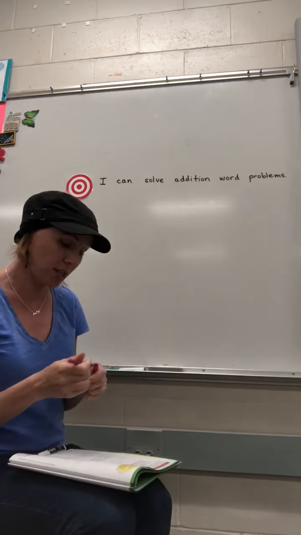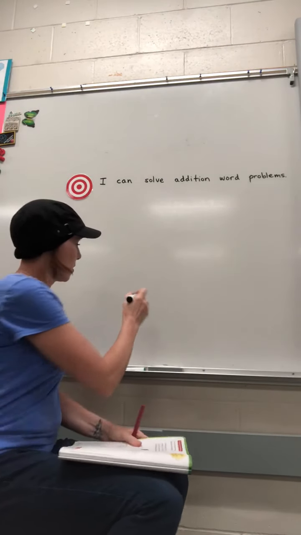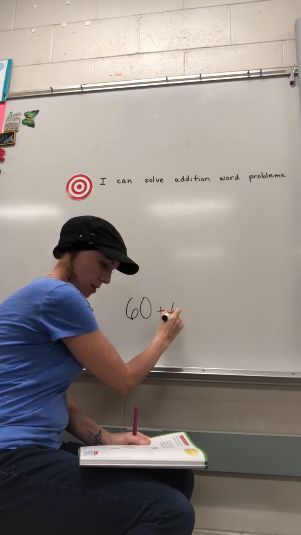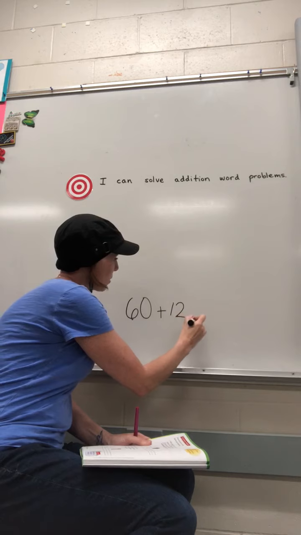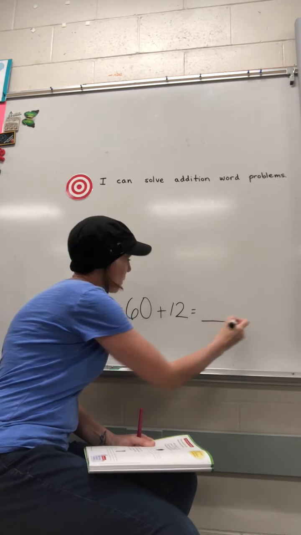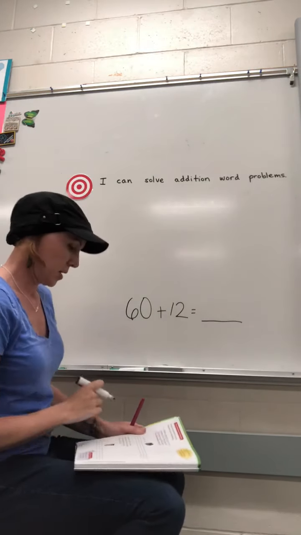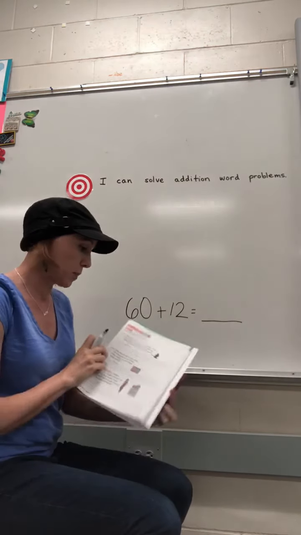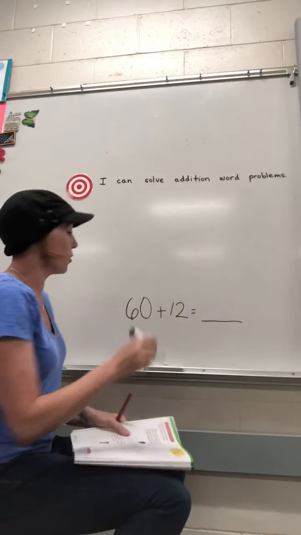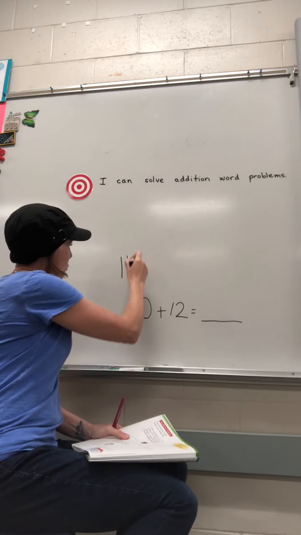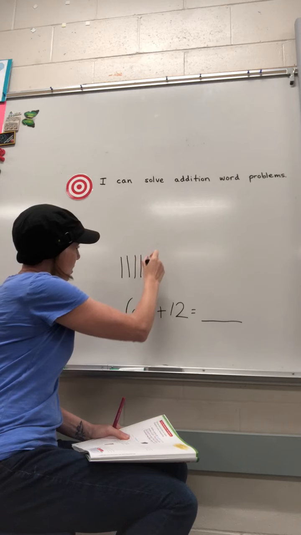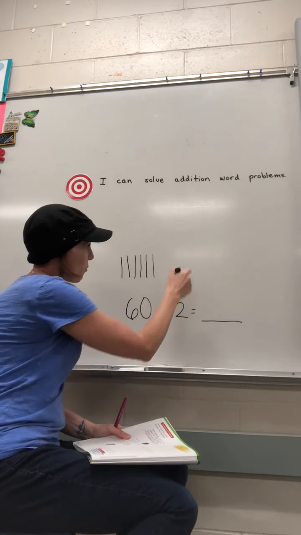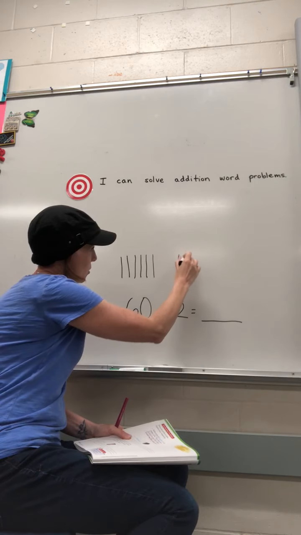Okay, so we know she had 60, plus she got 12 more, and we want to know how many she picked altogether. So we're looking for the total, so we know we're adding. So let's draw a picture. We're going to draw a picture every time to help us solve on these story problems. It's really, really helpful. So she had 60, so I'm going to draw 6 tens for 60. 1, 2, 3, 4, 5, 6 tens, plus 12 more, and we know 12 is 1 ten and 2 ones.